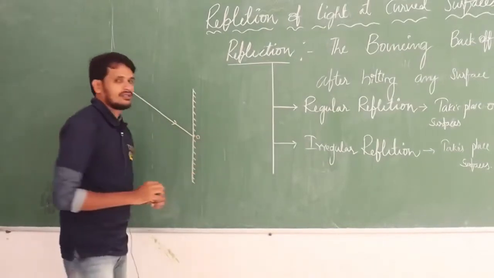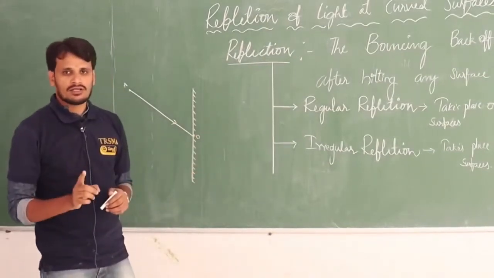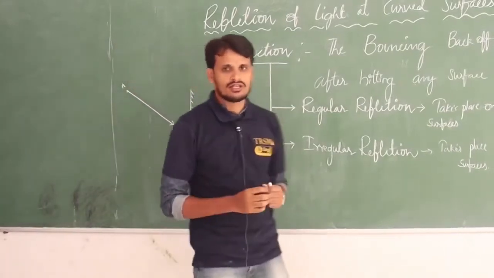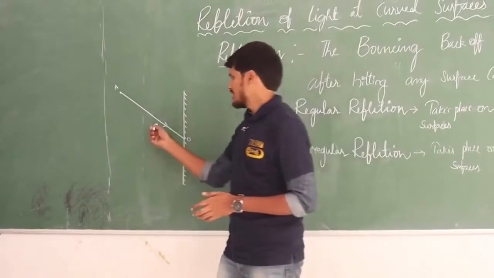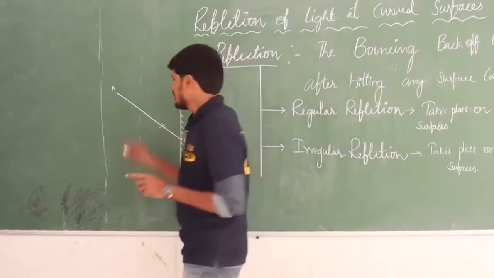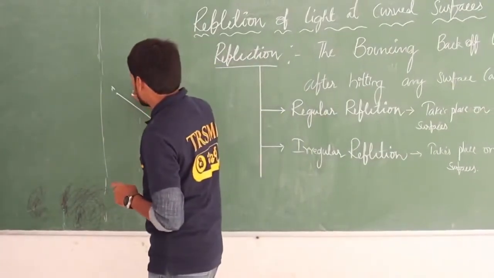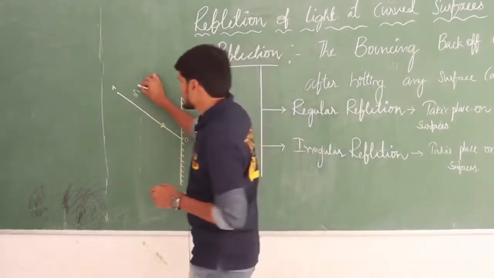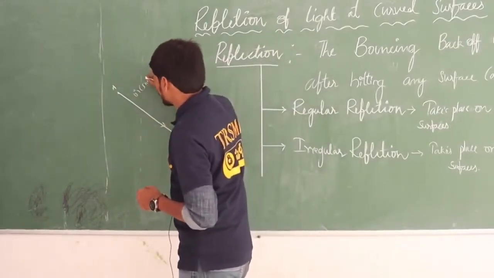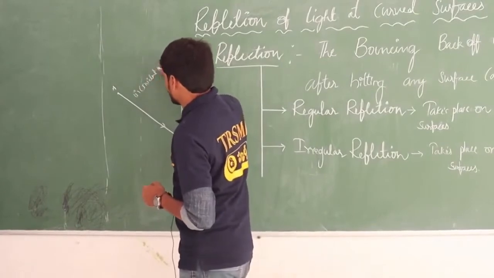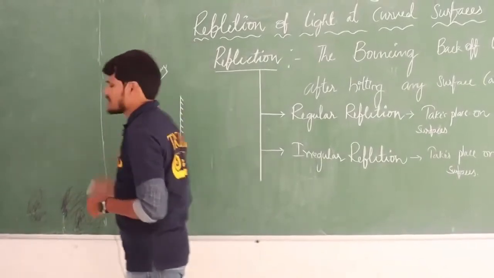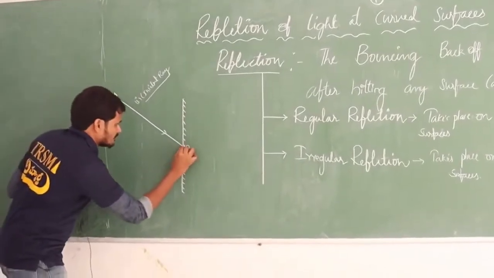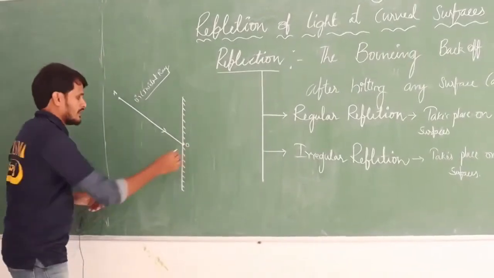Here at point O, the ray coming from the light source is called the incident ray. The incident ray is denoted by small i. This one is the incident ray. Let's see, this incident ray strikes the surface at O.